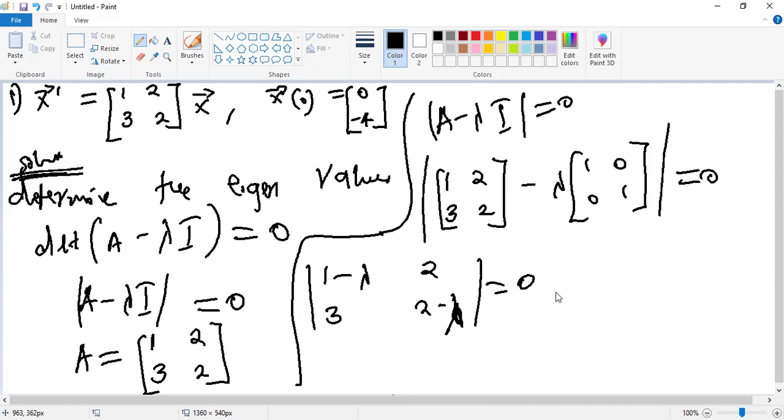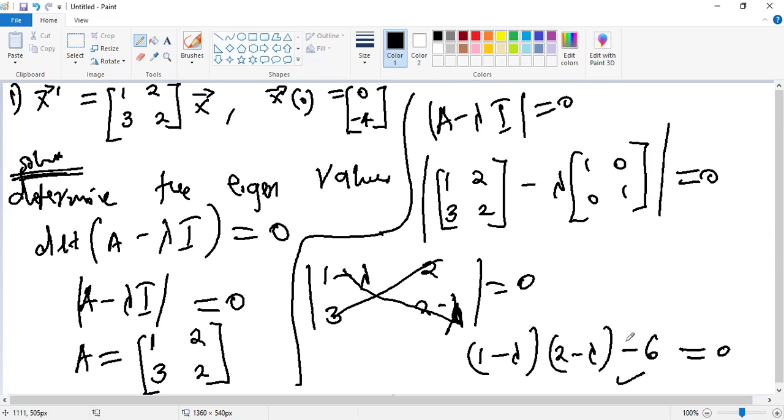How do we evaluate this? These two lines mean determinant. So getting the determinant of a 2 by 2 matrix, you cross multiply this minus this. So this is (1 minus lambda)(2 minus lambda) minus 6 is equal to 0. Can you guys solve this to get the lambda? Solve this to get lambda 1 and lambda 2. Those will be the eigenvalues. Solve this to get lambda 1 and lambda 2 very fast, please.